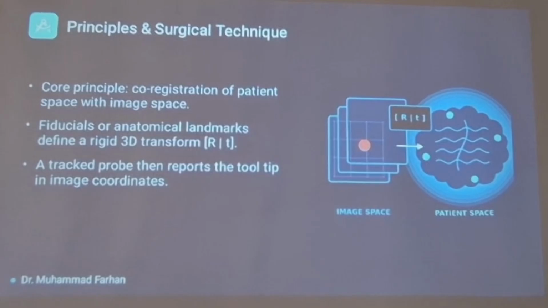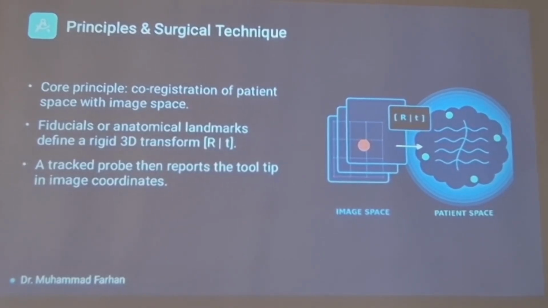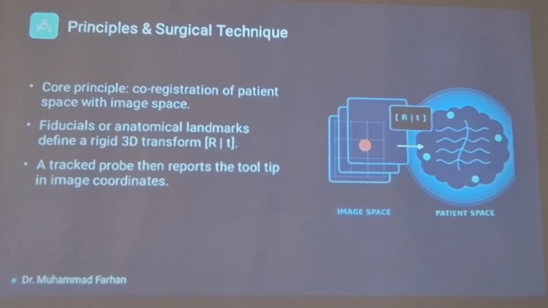So basically, before forming a setup, the neuronavigation system receives some images. These are the preoperative images, such as the CT scan or MRI. The neuronavigation system receives the images, and the other is the head of the patient that is lying on the operating table. So we have to coordinate these images.